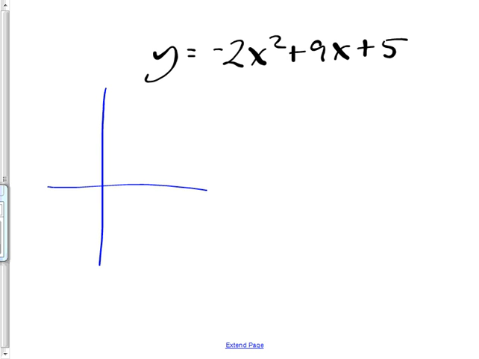So if I put a 0 in here and I put a 0 in here, yes, that 5 is the y-intercept. I don't want you to think that the last number is always the y-intercept. It's not. It's wherever x is 0. Okay, so 5 is correct. That's the y-intercept. Now what else do I know?